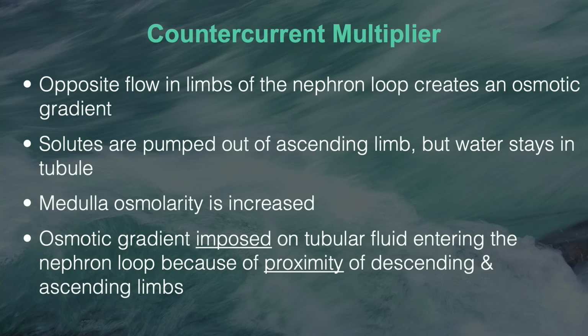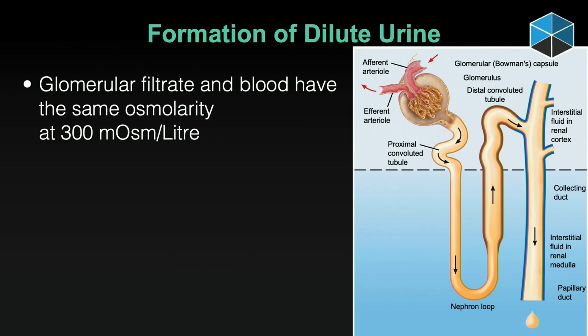So we're going to look in detail on how the gradient is created and how it's imposed. Let's start at the beginning. Fluid coming in to the nephron loop has a very similar concentration and constituency to blood. The way that we measure total concentration, you know, is osmolarity, and blood is around 300 milliosmoles per liter.